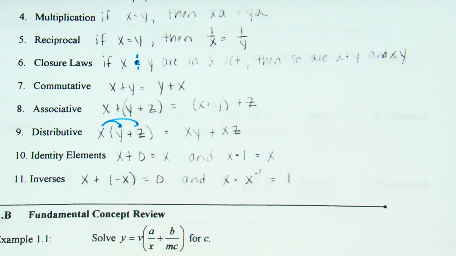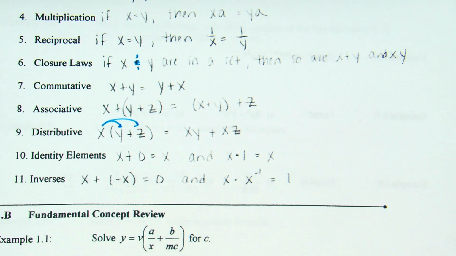Whenever we talk about an identity, what can you do to something to get it to stay the same? So in addition, what's the identity? What do you do to something to keep it the same? You add 0. So in addition, the identity is 0. In multiplication, what do you multiply something by to get it to stay the same? 1. So the identity in multiplication is 1.